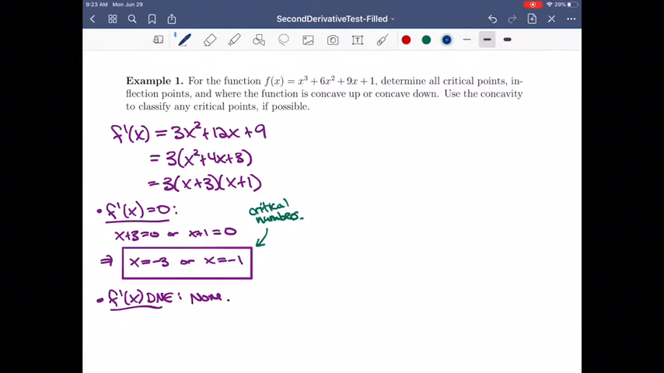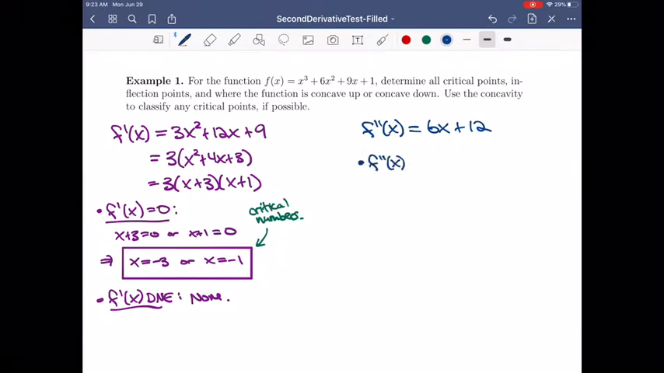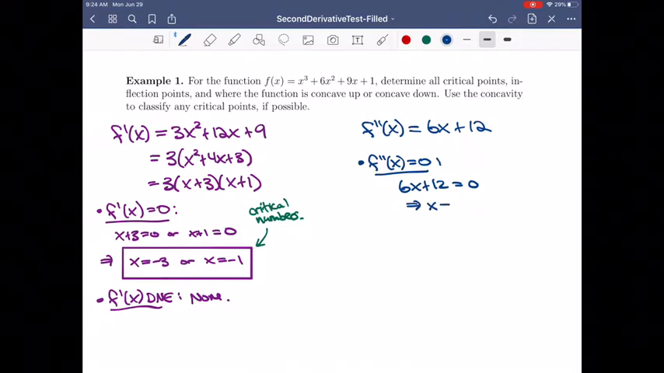Now we also want to think about the second derivative. That's going to be 6x plus 12. Where the second derivative is 0, that's 6x plus 12 equals 0, which means that x is equal to negative 12 over 6, or negative 2. And f double prime of x, where does it not exist? Well, it always exists, so we don't have to worry about that.